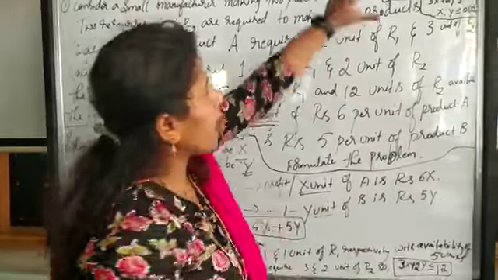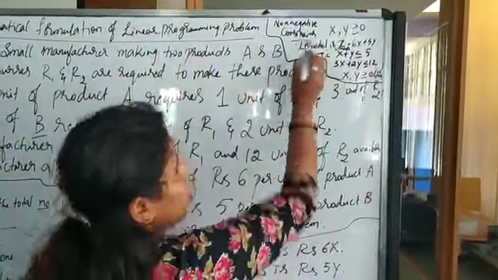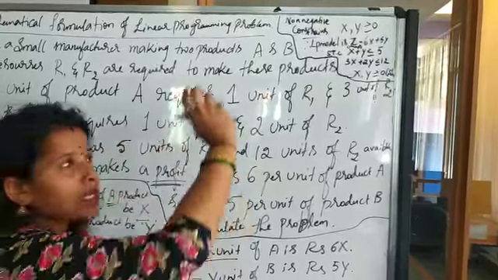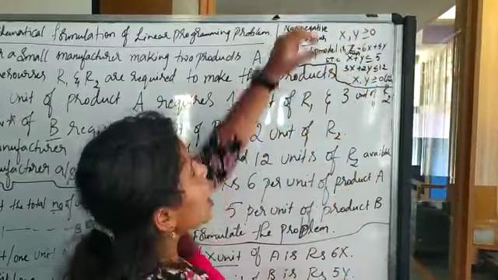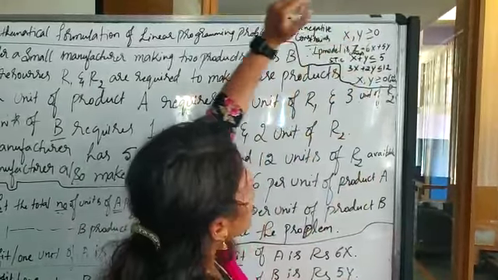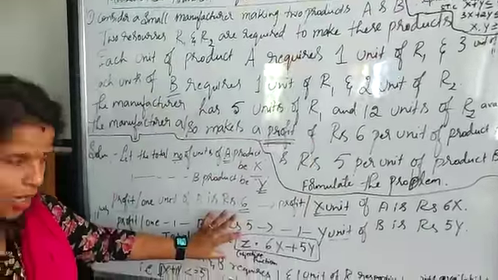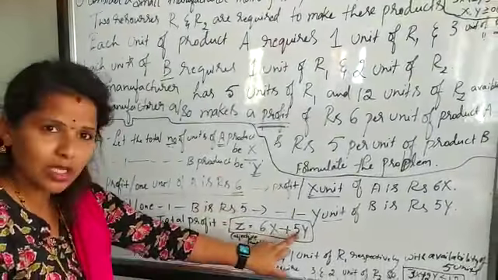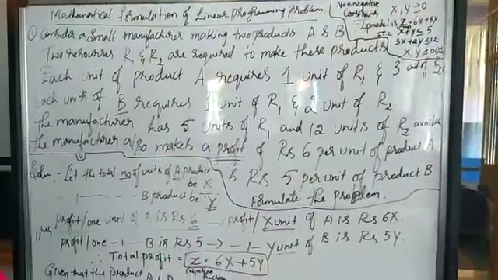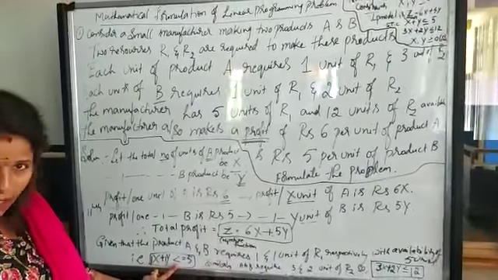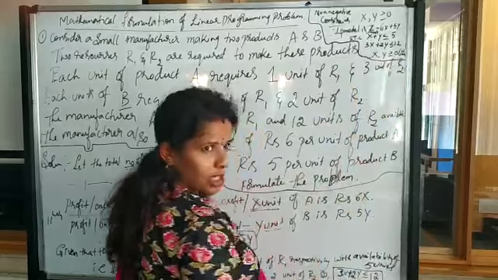At the end, what do you have to specify? Non-negative constraints are a very important thing. x and y greater than or equal to 0, you have to specify, because this is a non-negative constraint. Coming to this LP model, what we have got is the profit, the objective function, Z equals 6x plus 5y, and the subject to constraints x plus y less than or equal to 5, and 3x plus 2y less than or equal to 12.